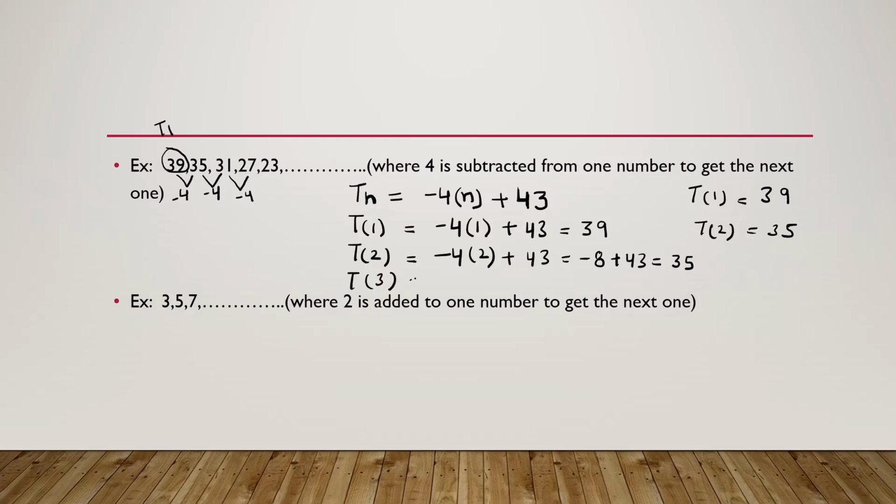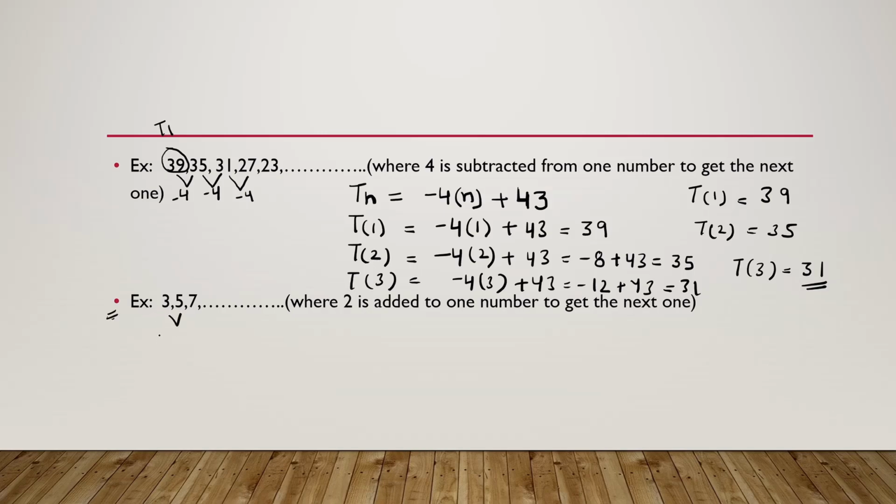T3 is, if you see, minus 4 times 3 plus 43. Minus 4 into 3 is minus 12 plus 43, that is 31. So the T3 value is 31. I hope it is clear to you. One more example I am going to tell you. This one is very easy.